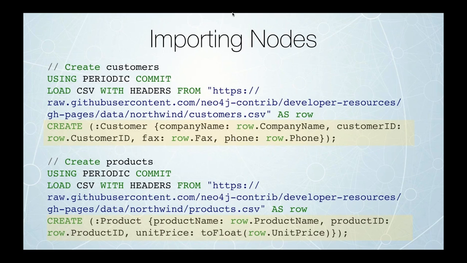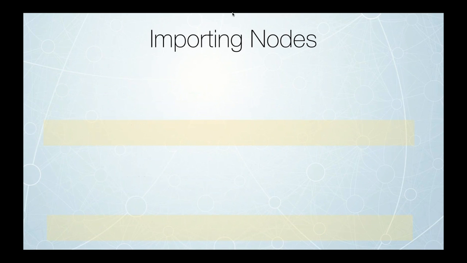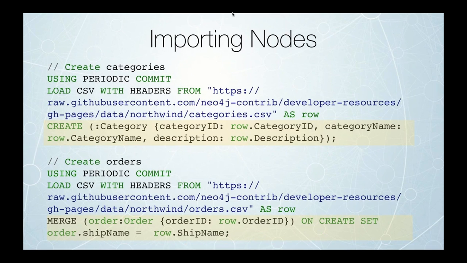We're just saying the property name is company name, and we're getting the CSV file column named company name, and we're populating that. If you wanted to make sure that you didn't duplicate all of these customers, you could also, instead of the word create at the front here, use the word merge, which would see if that customer already exists in the database, and then only create it if it does not. We're doing the same thing with each of the other things like suppliers and employees, categories and orders. We're just going through the tables in the CSV files and creating nodes for them.